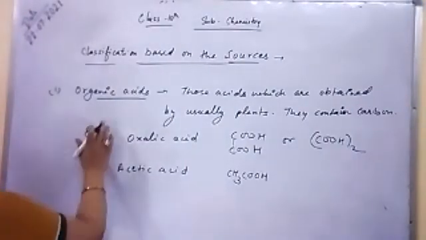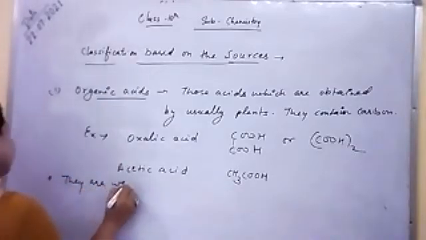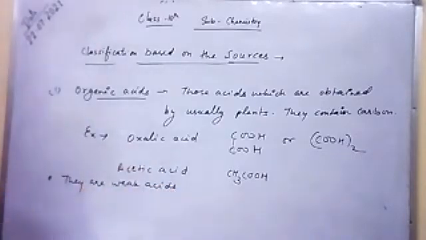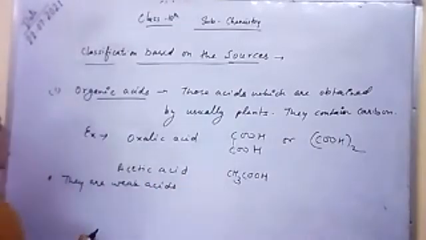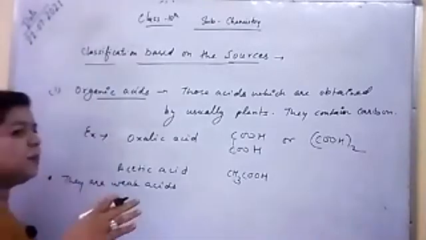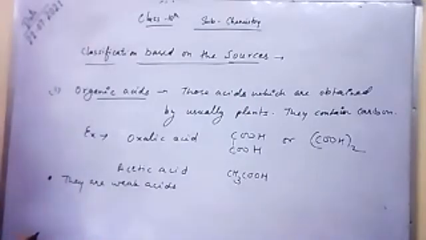Okay, so the organic acids are weak acids. Weak acids, because they are organic acids, only carbons are present and they have covalent bonds, not any ions. So they form ions very partially. That means they will form ions, but they will ionize partially, not completely dissociate.